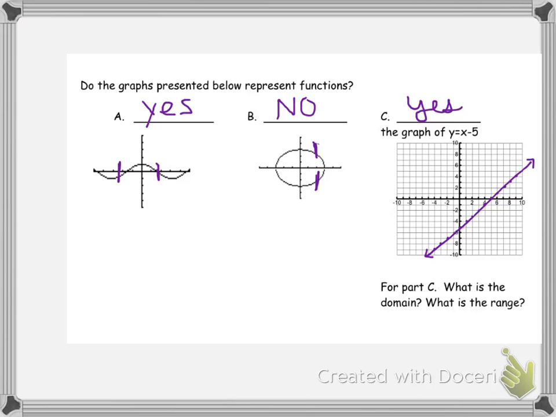Remember, domain relates to x values, so we're going to look to the left and look to the right. This goes to the left forever, it goes to the right forever. The domain is all real numbers. We can abbreviate that with that funny looking R. The range, remember, range relates to y values. Those go up and down. If we look, this line goes down forever, it also goes up forever. So the range is also all real numbers.